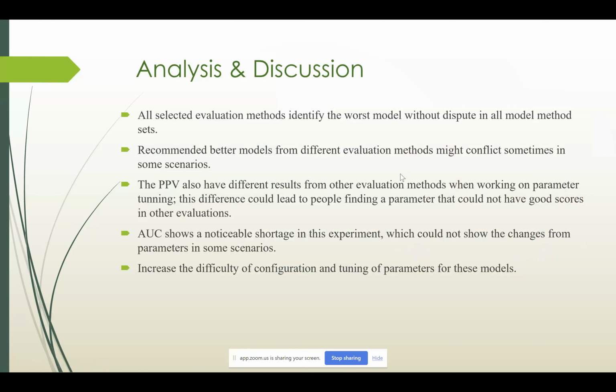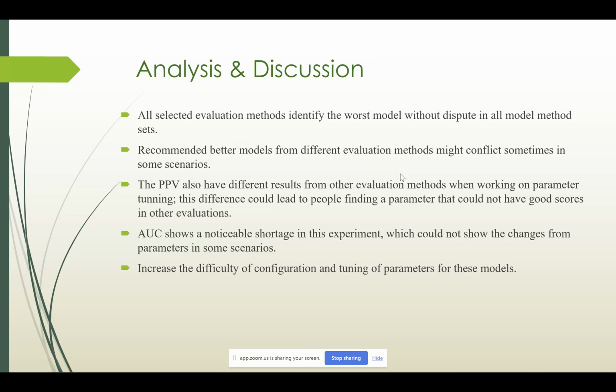So when we analyze those distribution maps and their evaluation results, we find that some selected evaluation methods could identify the worst model among all model methods. We can easily find out which model is the worst in those model sets.